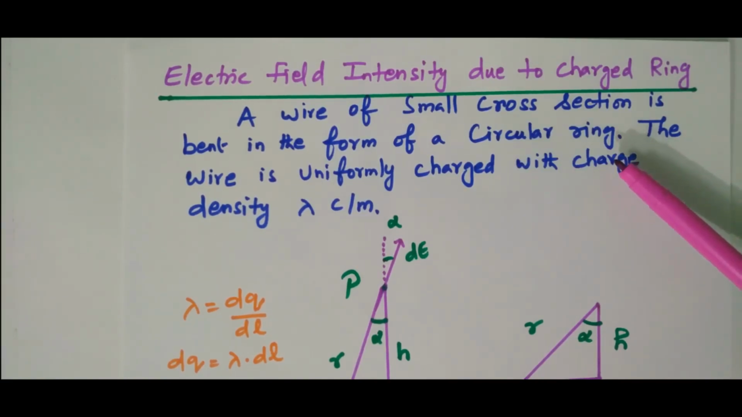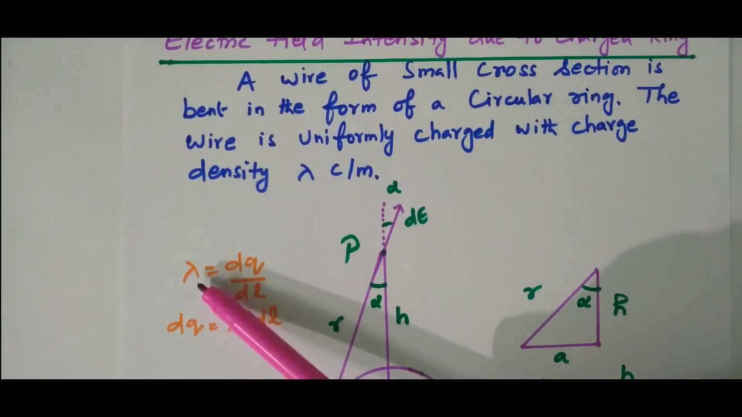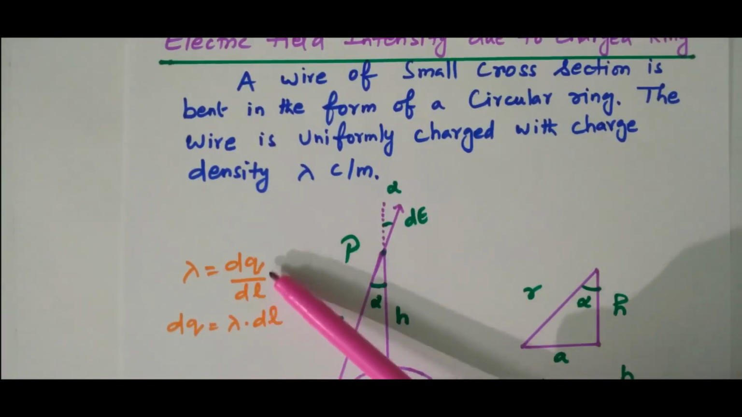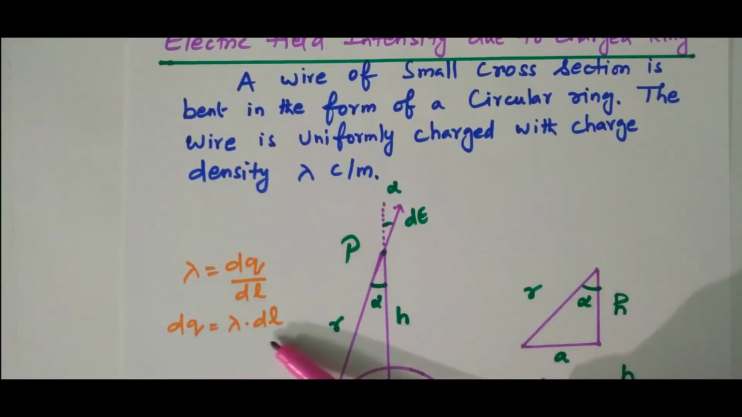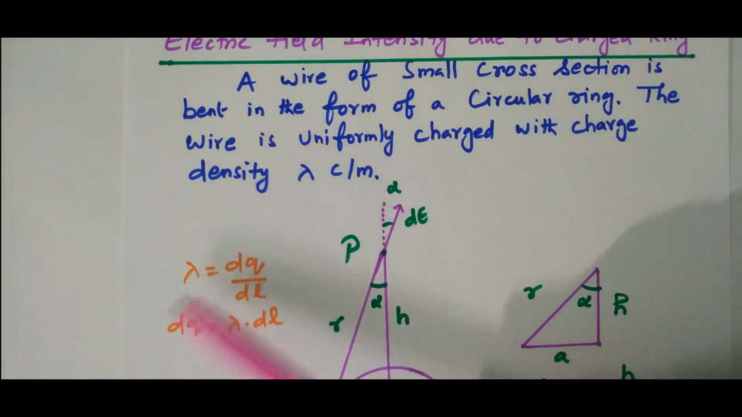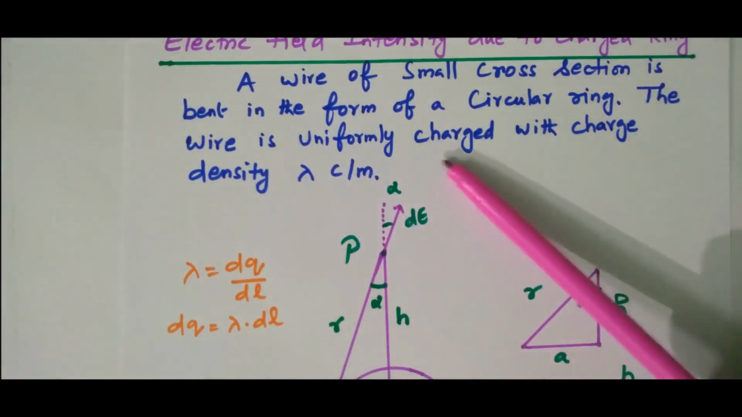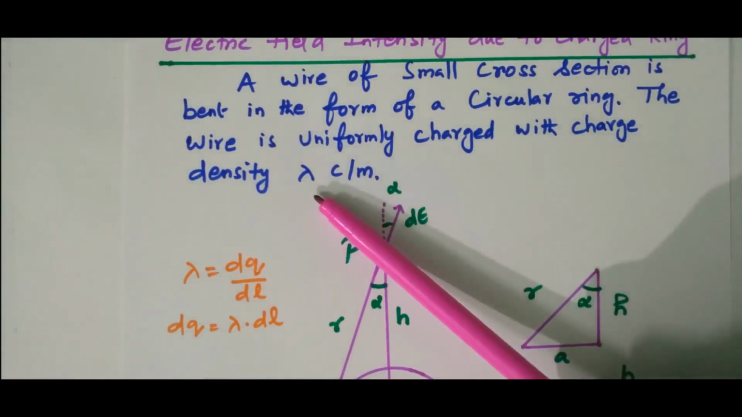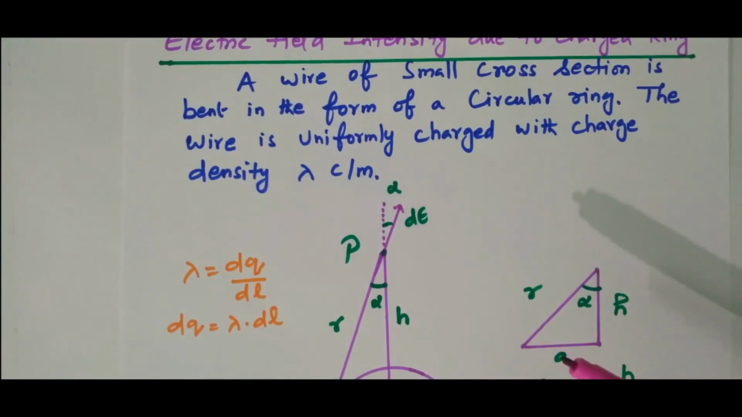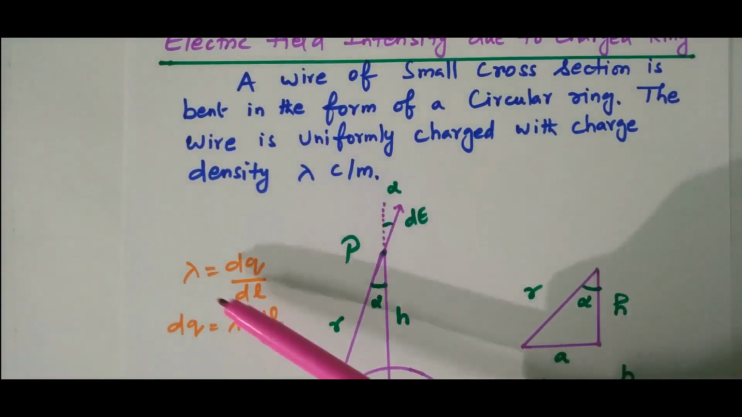So here the wire is available, so we are using linear charge density, lambda equal to dq by dl, so that dq equal to lambda into dl. Because a lengthy wire is there, we are using linear charge density. The wire is uniformly charged with the charge density of lambda coulomb per meter.